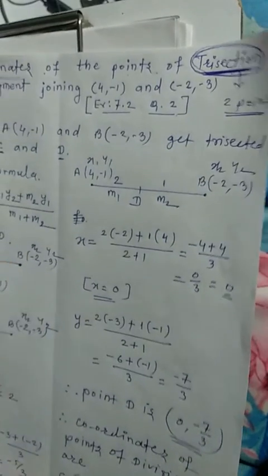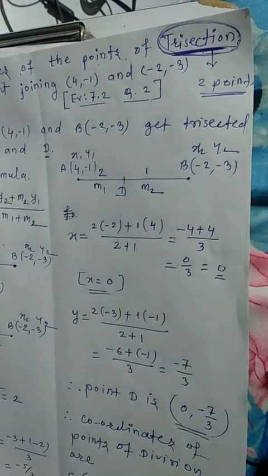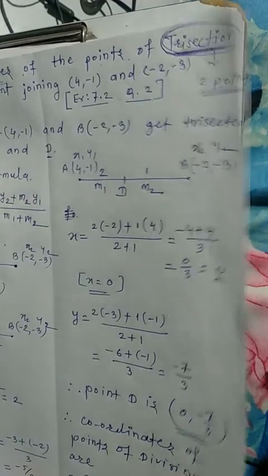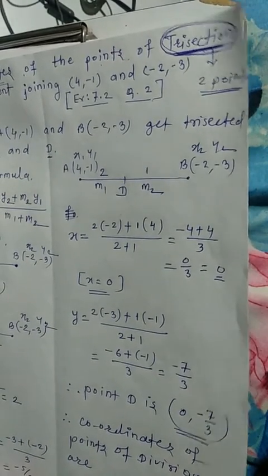Like this, try to solve different questions based on this concept, the section formula. It is based on the parts only. How many parts is the line divided into? Once you get the number of parts in which the line is divided, and once you get the ratio for each point, you can solve each and every problem easily.